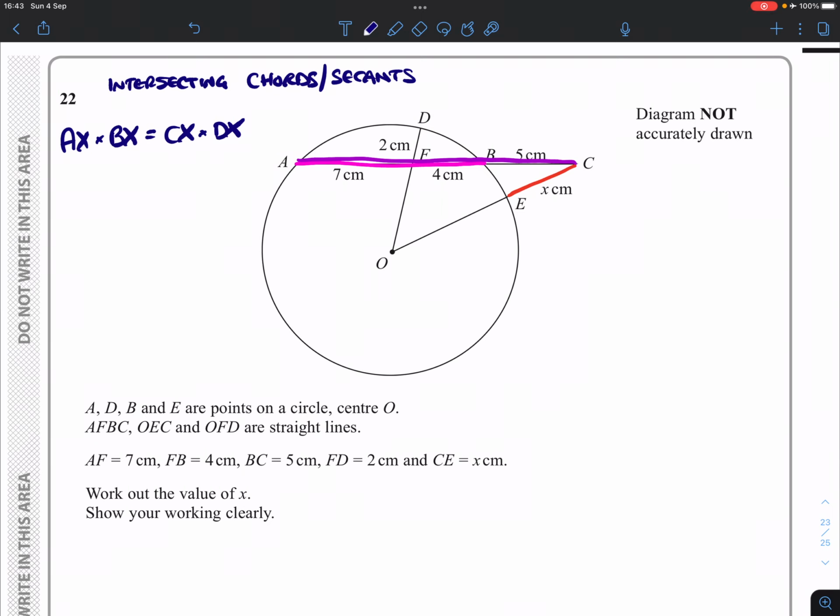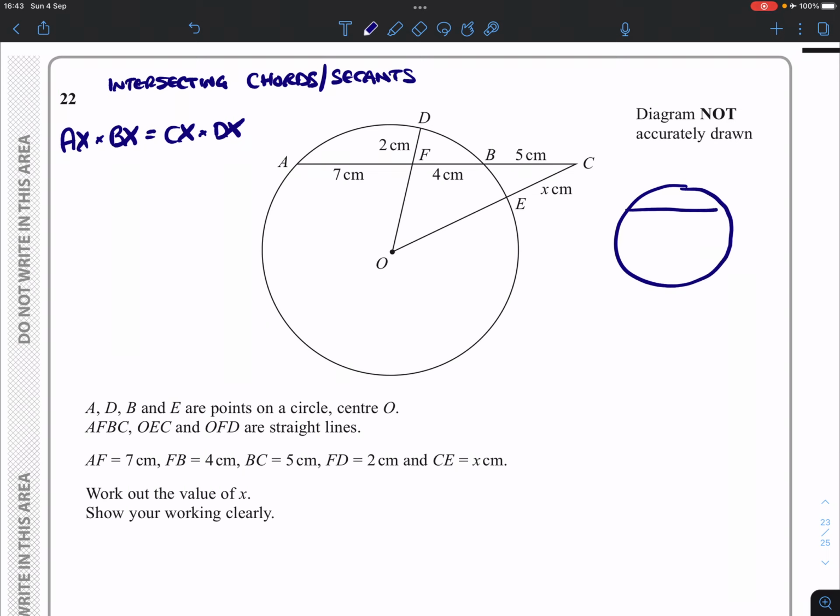Also, we've got two scenarios here. We have a situation where you have chords intersecting here, and we have secants intersecting here. So we've got a lot to try and digest in this problem. I'm going to try and do this the best I can in a couple of separate diagrams. The first one I'm going to focus on is just the chords.